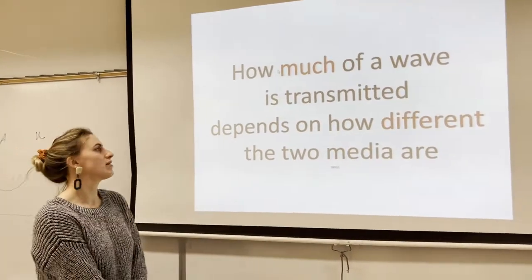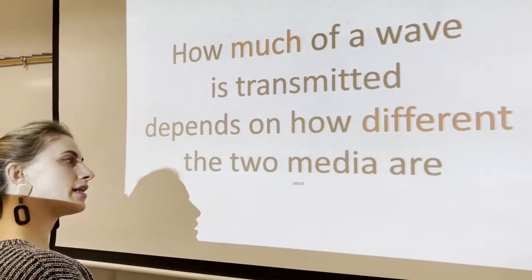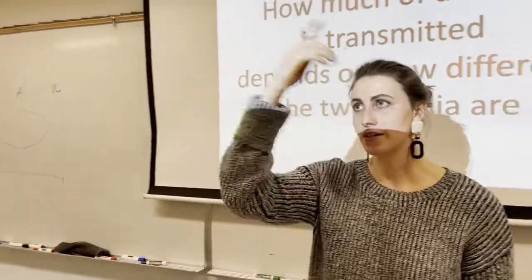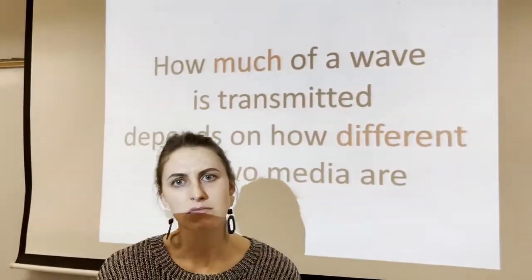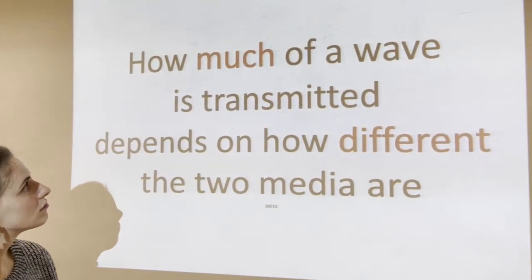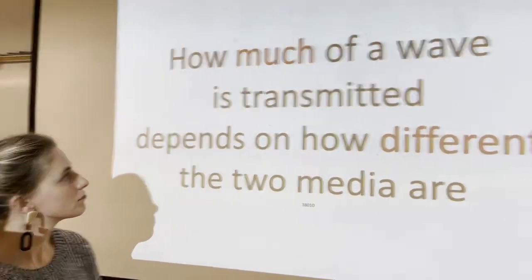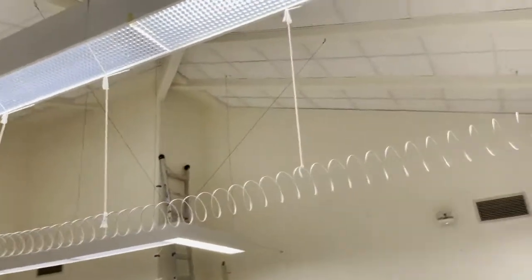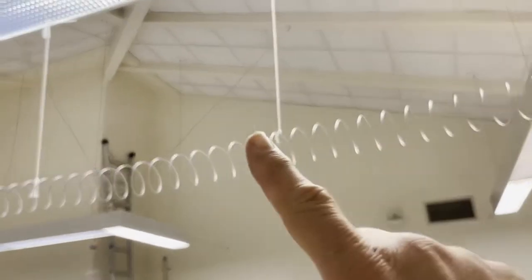How much of a wave is transmitted depends on how different the 2 media are. I guess we can just talk about the slinky, right? The point is, if there's no difference, you get no reflection. For example, there's a change in the properties of the medium where the string is attached.